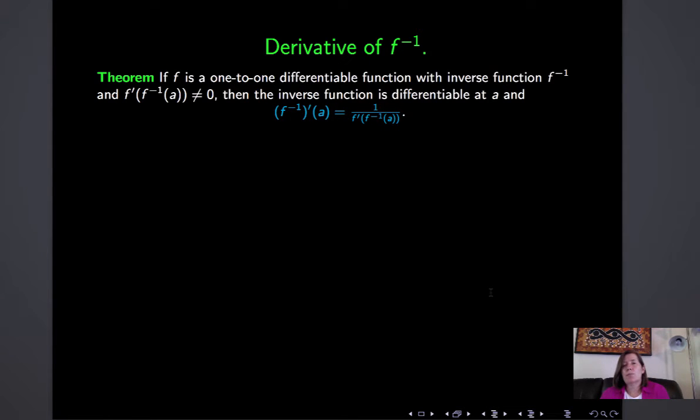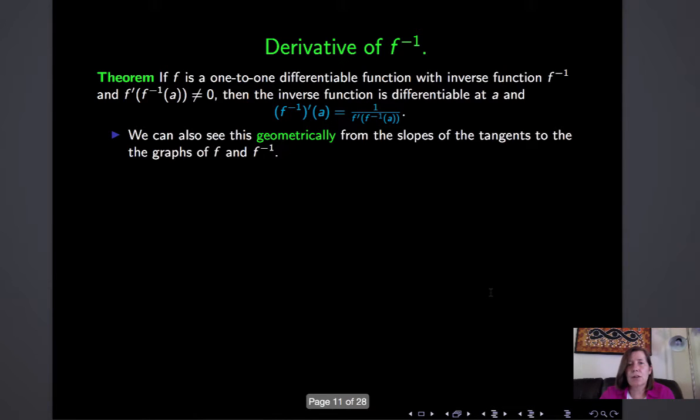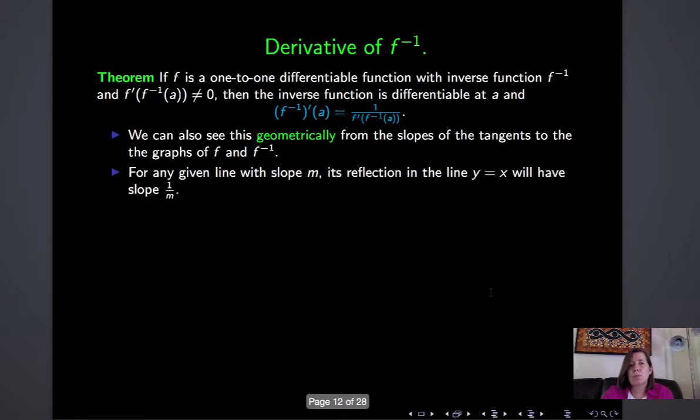There's a geometric way of seeing this, which depends only on pre-calculus knowledge. We know that the slope of the tangent to the graph of f and f inverse, these must be mirror images of each other.